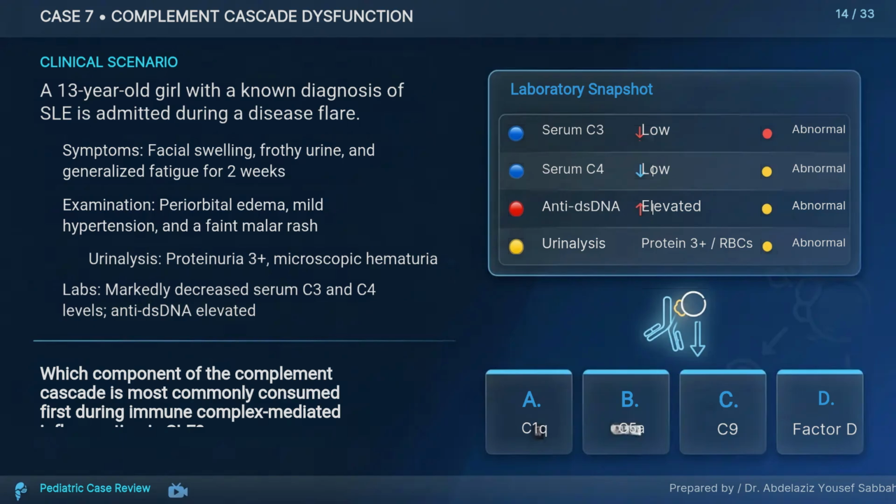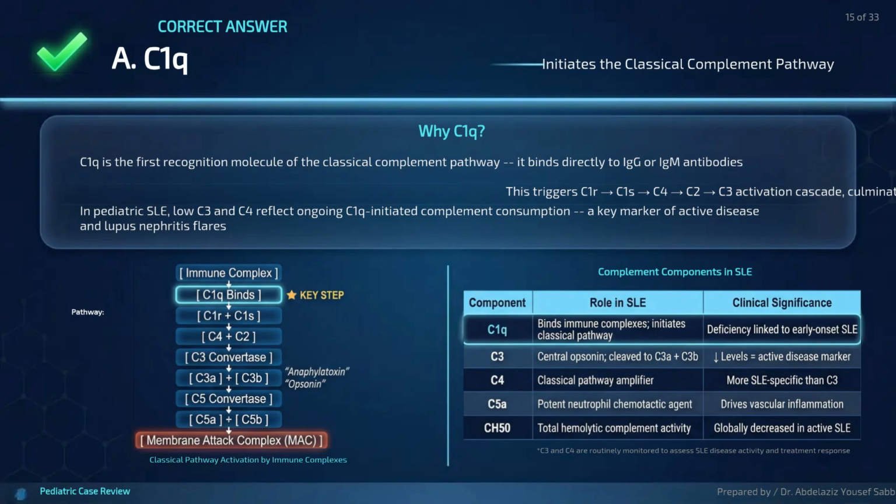Option A, C1q. Option B, C5a. Option C, C9. Option D, factor D. The correct answer is option A, C1q. C1q is the first recognition molecule of the classical complement pathway. It binds directly to immunoglobulin G or immunoglobulin M antibodies within immune complexes. This triggers the activation cascade, C1r, then C1s, then C4, then C2, then C3, culminating in membrane attack complex formation.